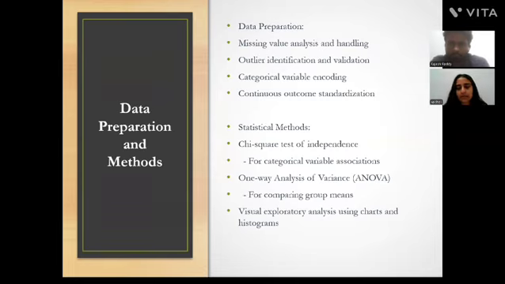We use some statistical methods like the chi-square test of independence. This method we use for categorical variable association, and the other is one-way analysis of variance, that is ANOVA. We use this for comparing group means. And visual exploratory analysis, we use this method to show the charts and the histograms as well.